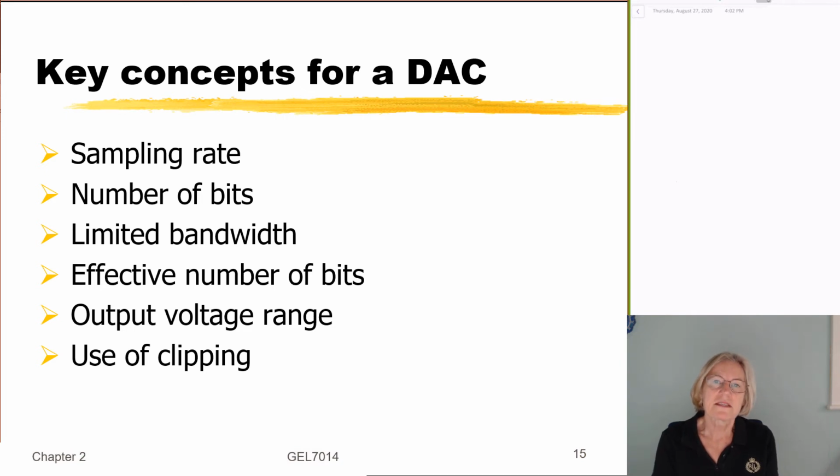Effective number of bits is something we see often on a spec sheet for a digital to analog converter or an analog to digital converter. And this is some way of combining those previous ideas of bits of resolution and limited bandwidth into something that combines the two limitations into one figure of merit. Another important characteristic of a DAC would be the output voltage range.